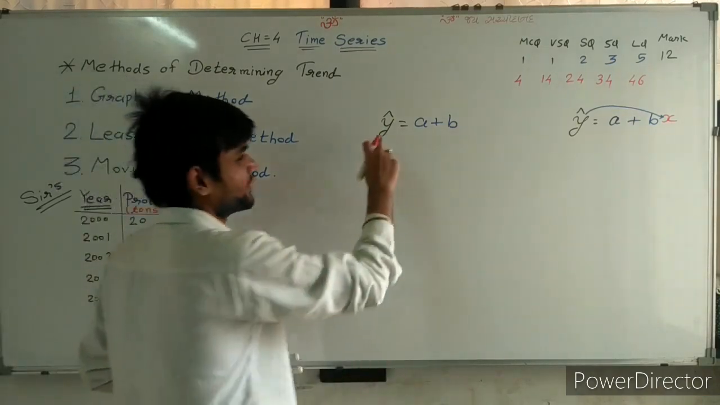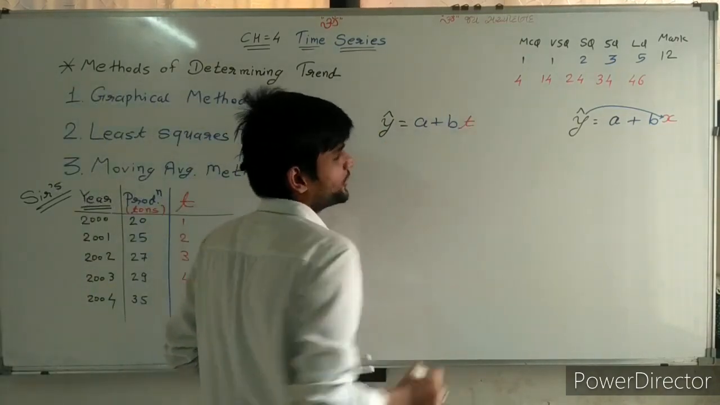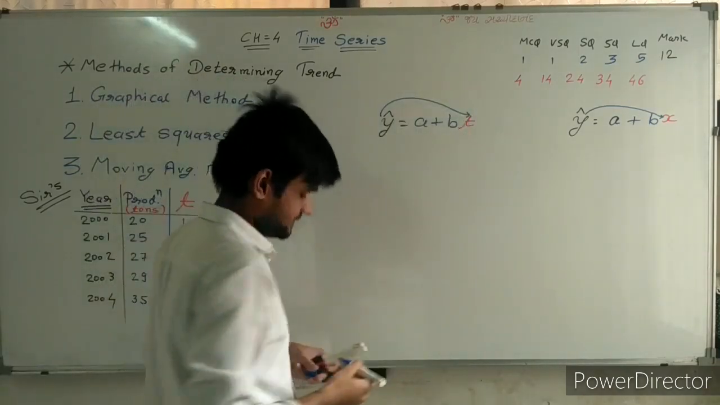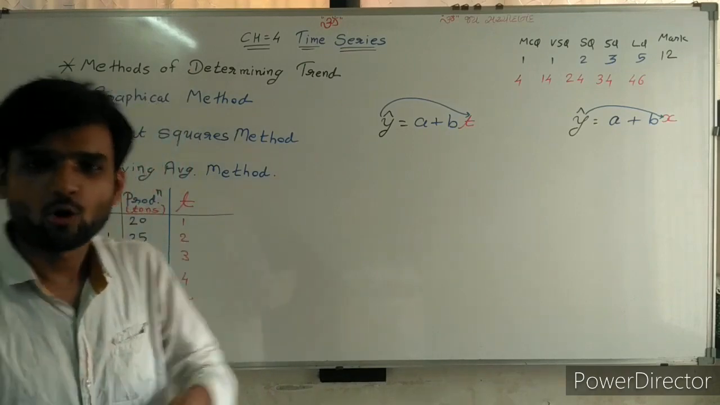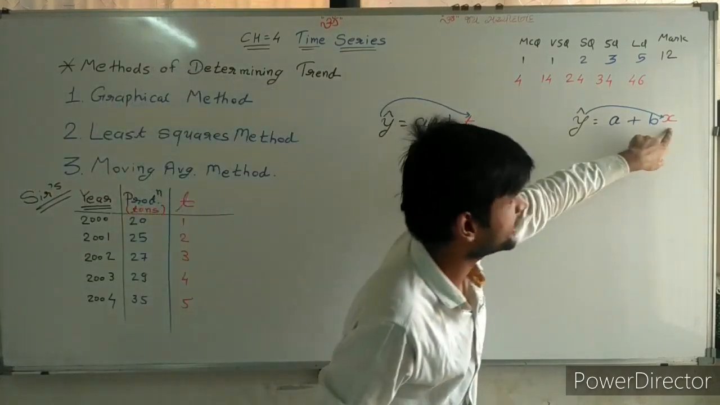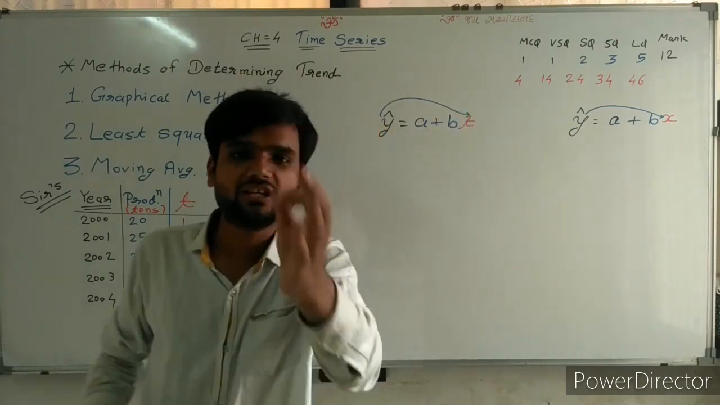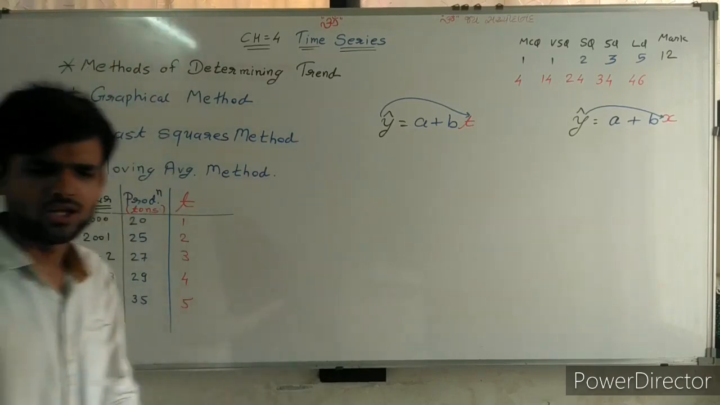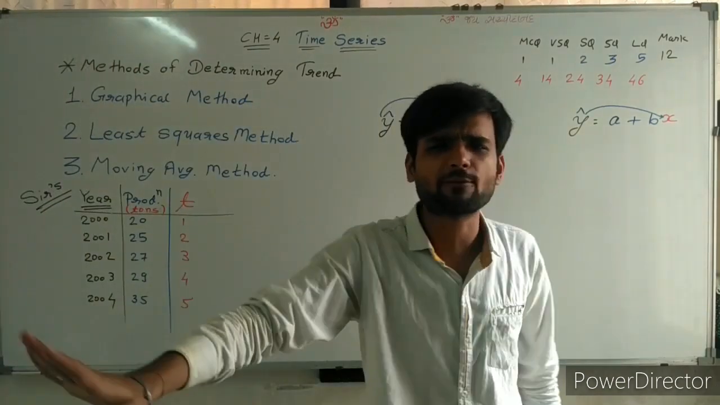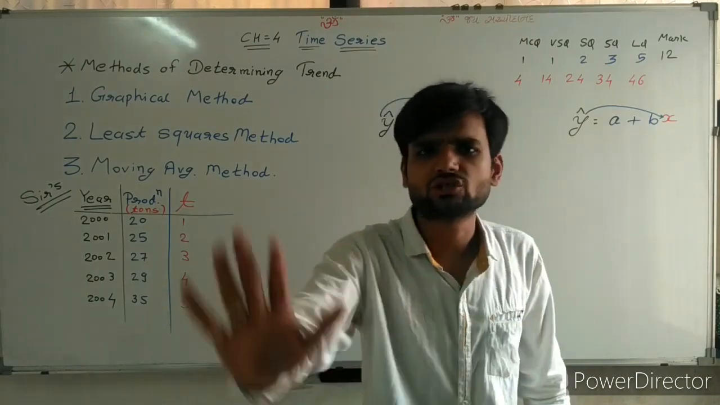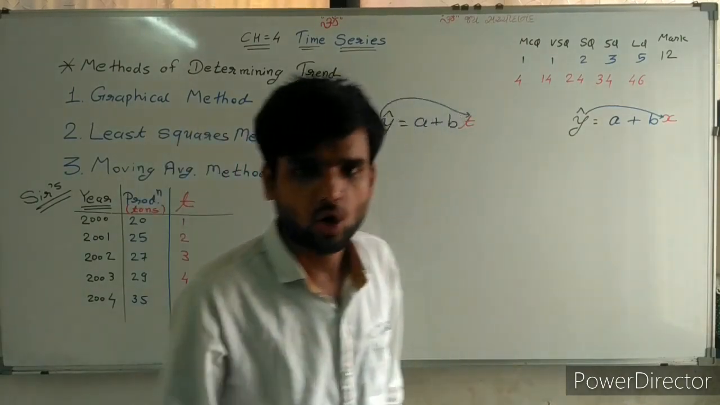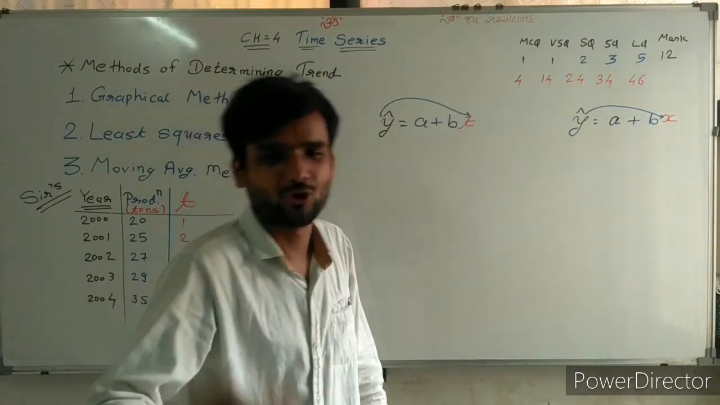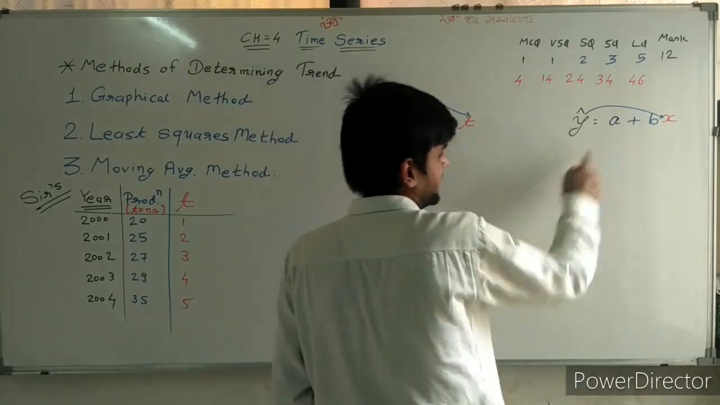But here y depends on t. So y depends on t. The only change is that instead of x, we are writing t in chapter number 4, least square method. Other things remain the same. There is no change. The only change is that instead of x, we are writing t.